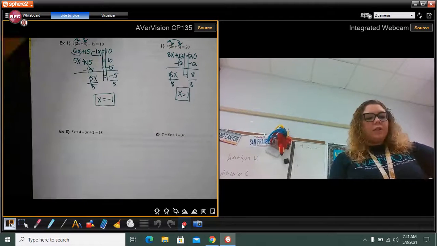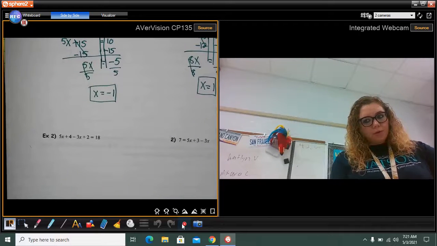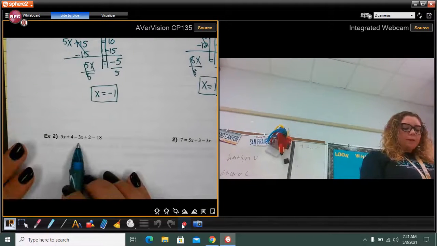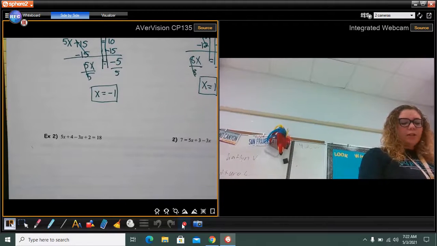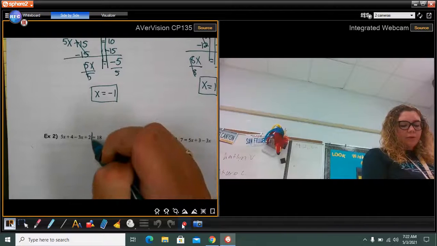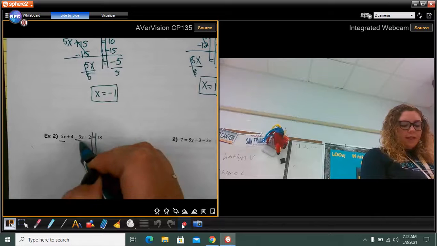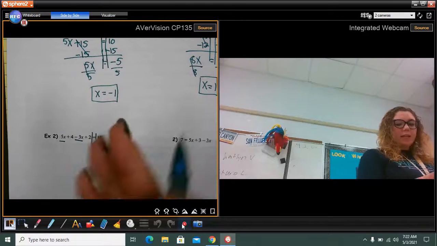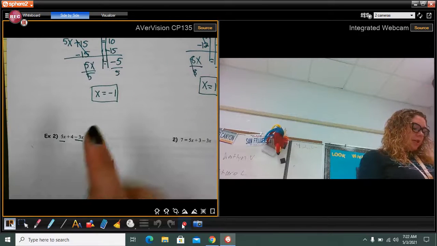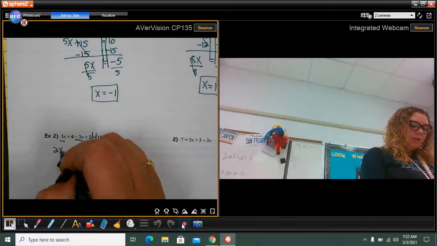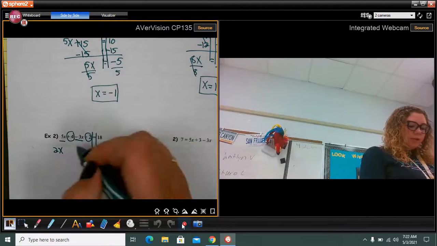And if you don't have the sheet or a way to print it out, you can always just copy the problems. It's not that much to write. So over here, this time, we don't have any parentheses. So we're going to go straight to combining like terms. What are my like terms? 5x and negative 3x. Since it's on the same side, we're just going to combine them like we normally would. 5 minus 3 is going to give me a positive 2x. And then I have 4 and positive 2. 4 plus 2 is 6.